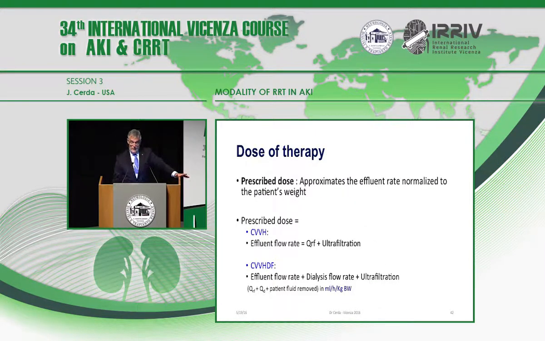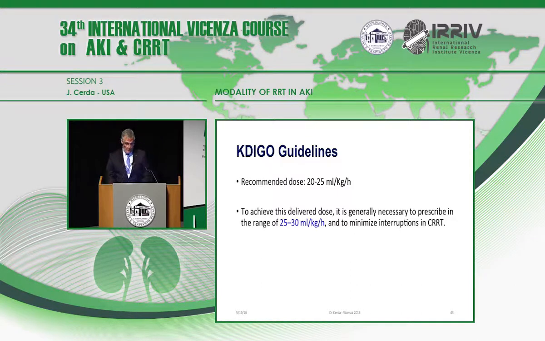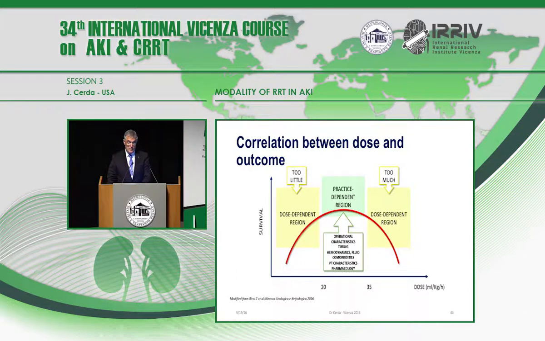So if we calculate the prescribed dose, since we're using simple CVVH, the effluent flow rate, which is the replacement fluid plus the ultrafiltration, in this case ultrafiltration is 0, so the dose is equal to the replacement fluid. The recommended dose, as you know, is 20 to 25. But to achieve that, you need to give more, because there is a very clear correlation between survival and dose. Too little or too much is probably inadequate. Too little, because we are underdosing the patient. Too much, because, like Sean was saying, we're removing things that we don't want to, like antibiotics and pressors.